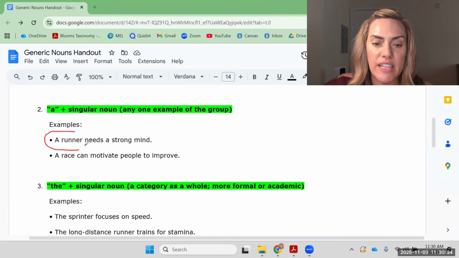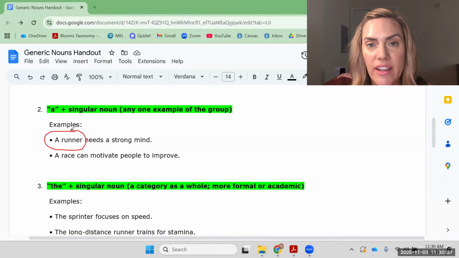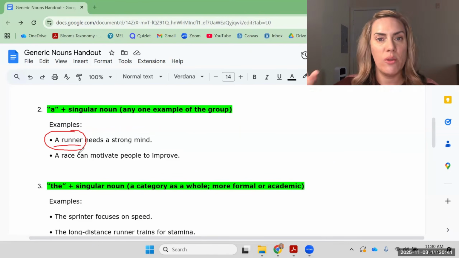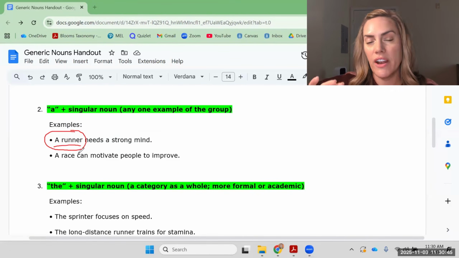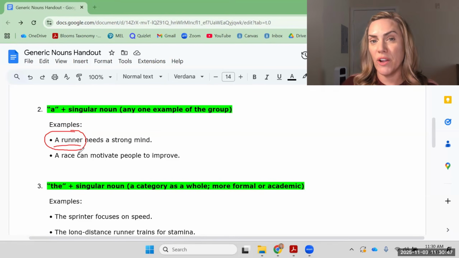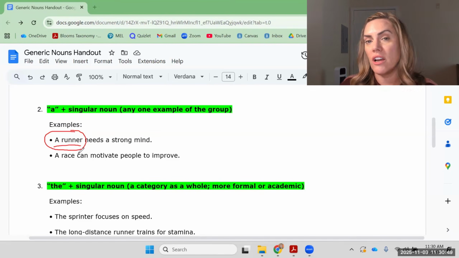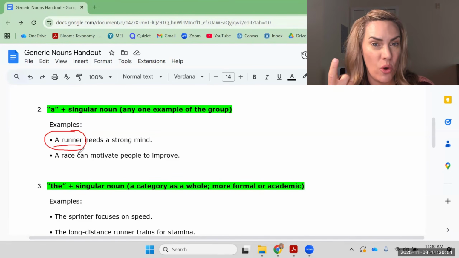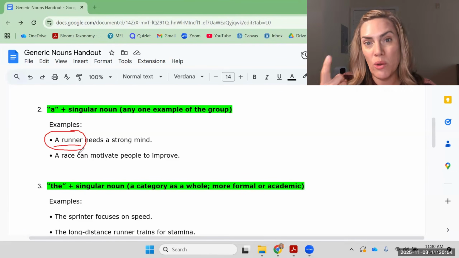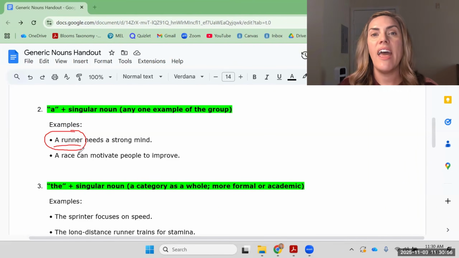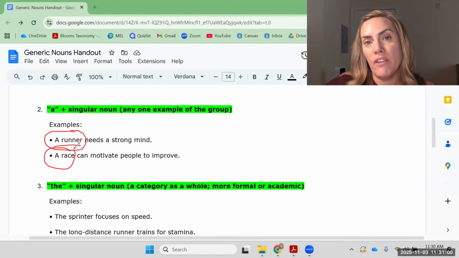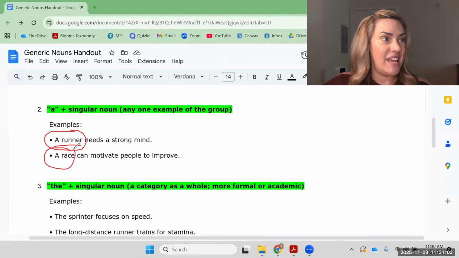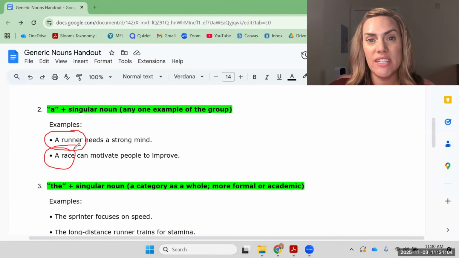So for example, I can say a runner needs a strong mind. So a runner, any runner, any of those people that are runners need a strong mind. Any runner. I'm speaking generically. I'm not talking about one particular runner, even though I am using a to mean one. I'm speaking generically about any runner. Or a race can motivate people to improve. A race, any race. It doesn't matter which race it is.